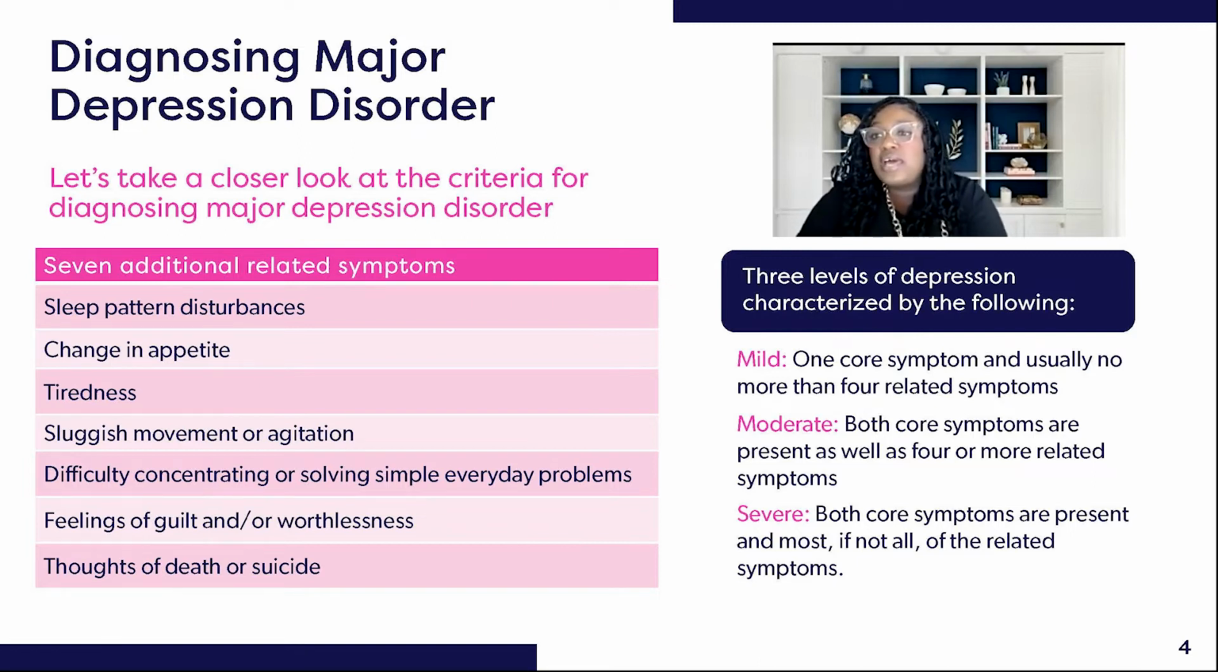The 3 levels of depression are characterized by the following. Mild, and this is kind of what I was touching on in the last slide: mild, 1 core symptom, and usually no more than 4 related symptoms. So one of the core, which would have been one of these, and then an additional 4 related, which would be 4 of these. Okay, so moderate: both core symptoms are present, as well as 4 of the more related symptoms. Severe: both core symptoms are present, and most, if not all, of the related symptoms.